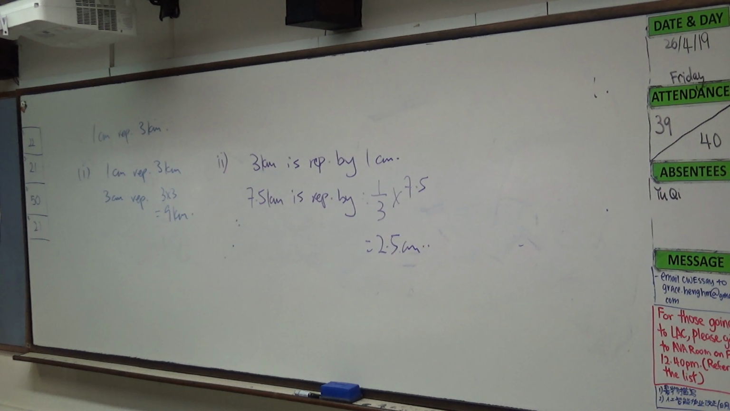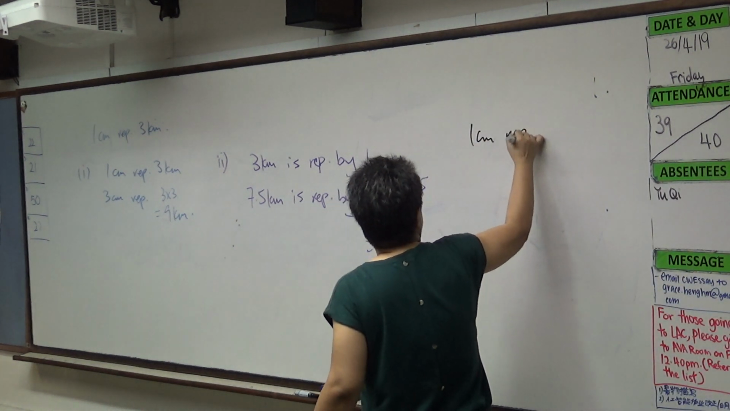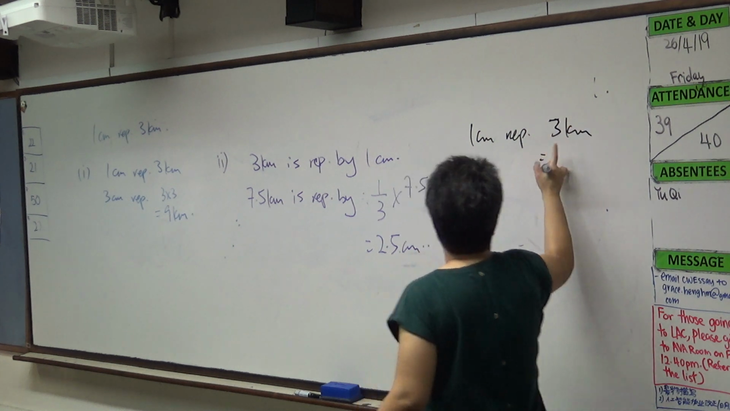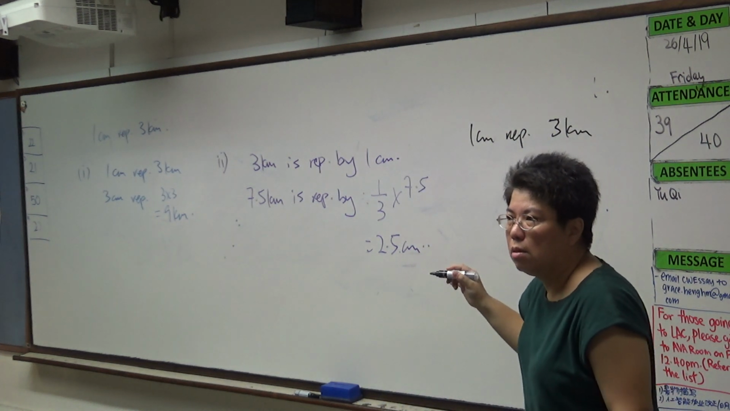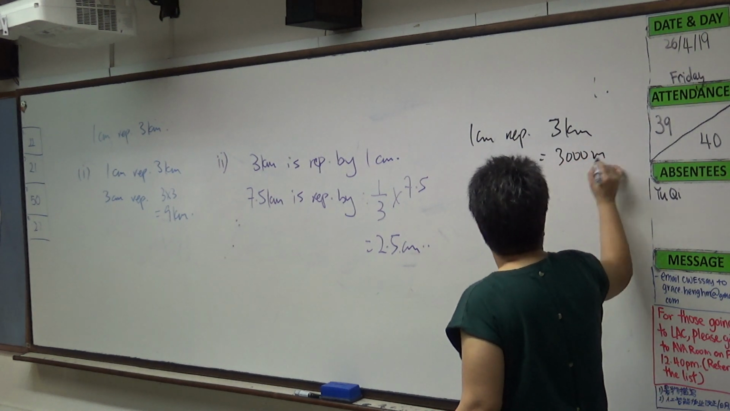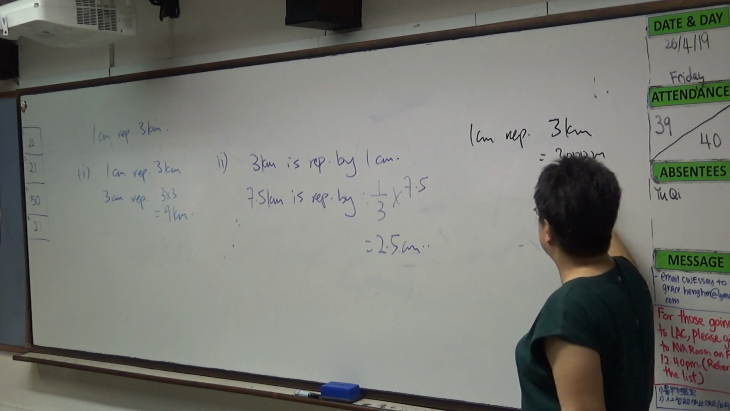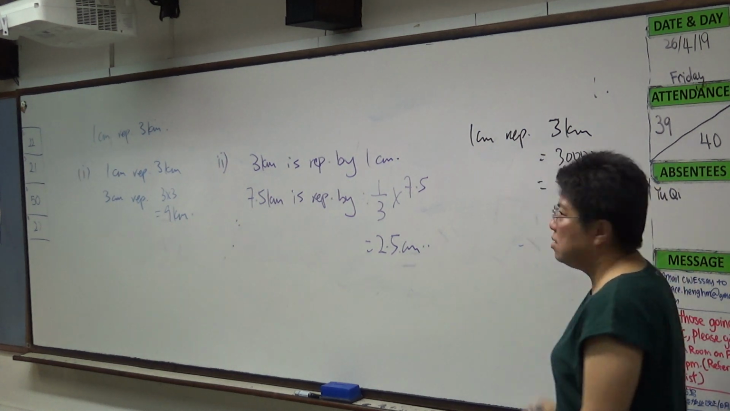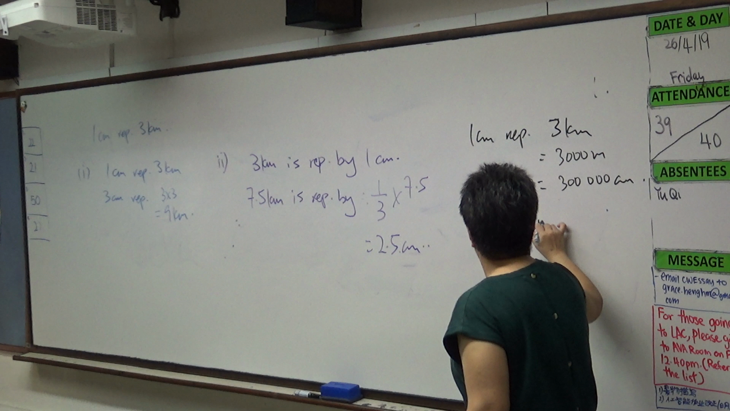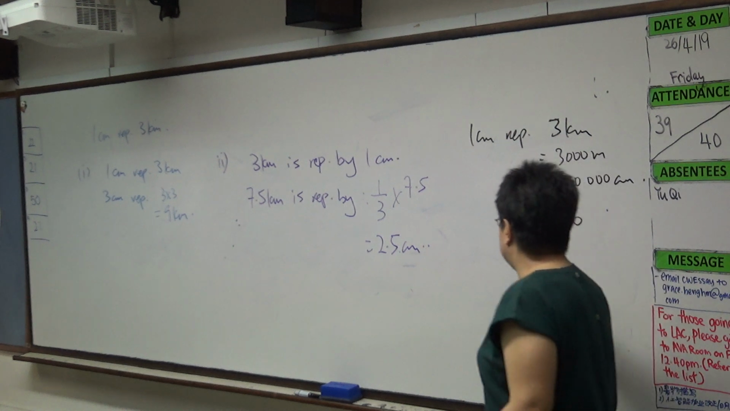Okay, now last part. Express the scale of the map in the form 1/n, where n is an integer. Integer means whole number. Now, 1 cm represents 3 kilometers. What is this 3 kilometers? How many meters? 3,000. How many cm? 30 or 300? Yes, 300,000 cm, right? So actually this is 1 is to 300,000, right? But they want it in a fraction form, right? 1/n. So what is this?